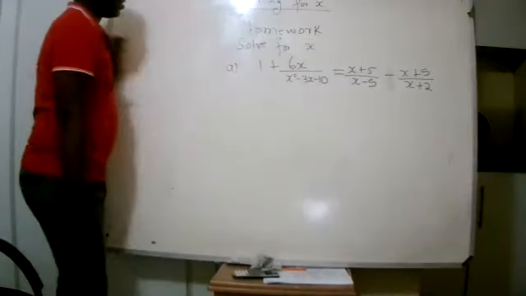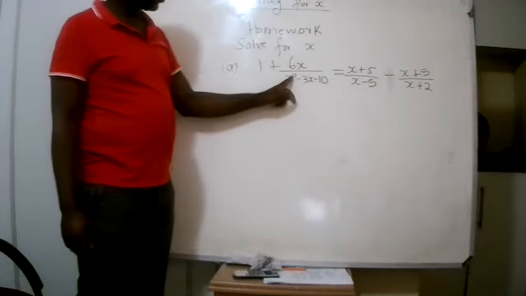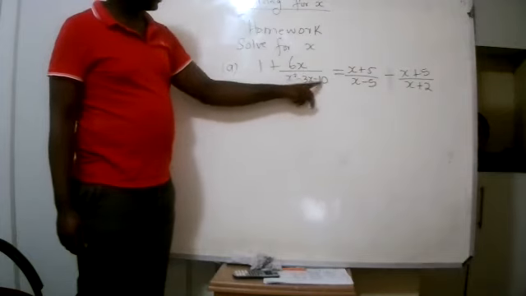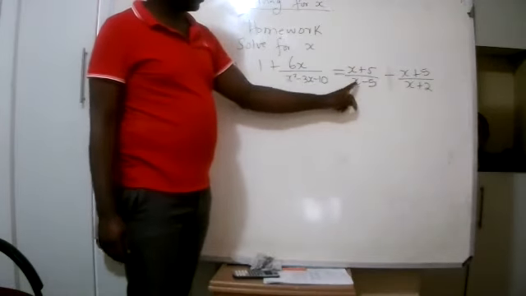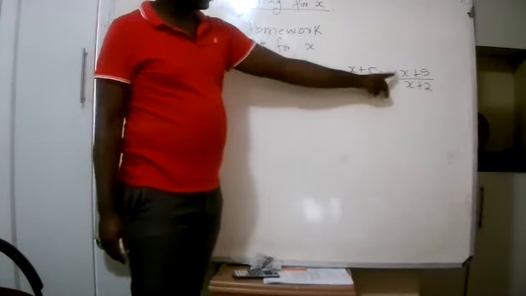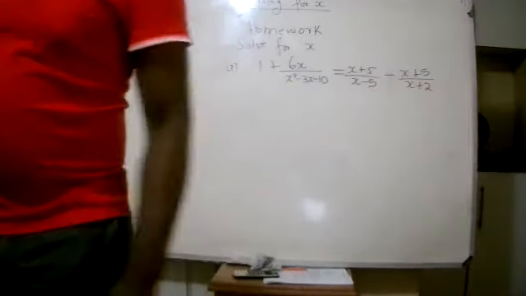So this is the question: 1 plus 6x divided by x squared minus 4x minus 10 equals x plus 5 divided by x minus 5, minus x plus 5 divided by x plus 2. And that's the question which I want you to do.